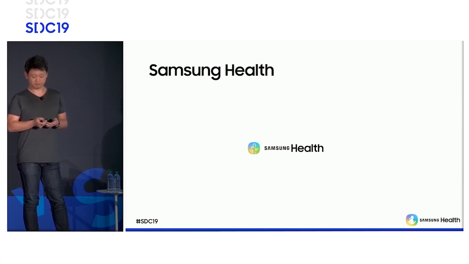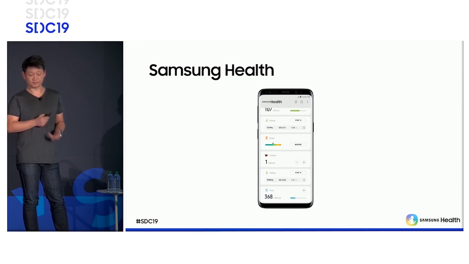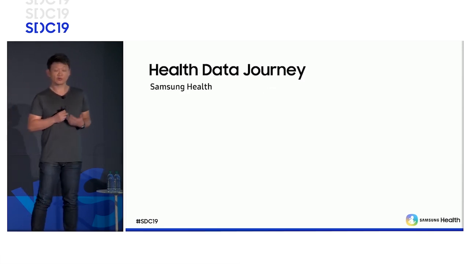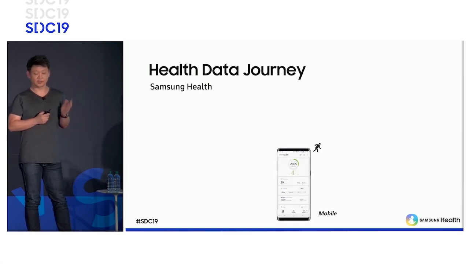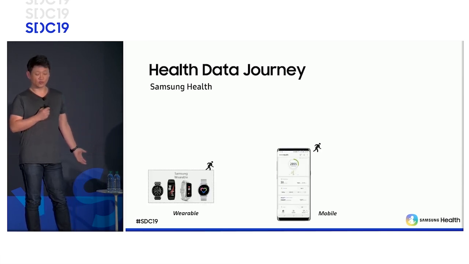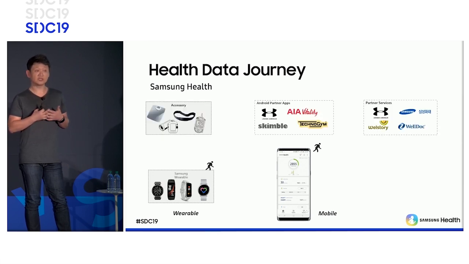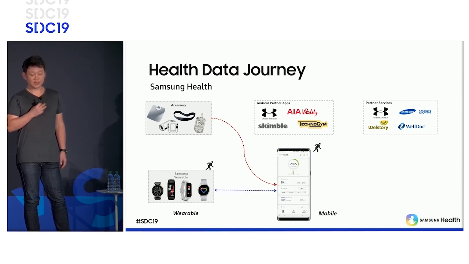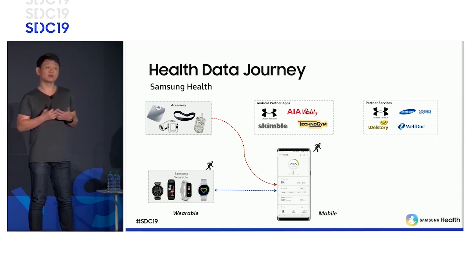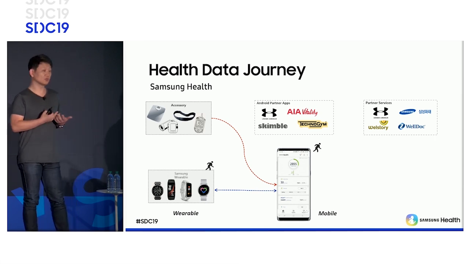Where does this data come from? I'm going to show you data sources. Samsung Health in mobile and wearable and health accessory and partners. These are our sources for Samsung Health. Samsung Health can take data from not only Samsung wearables, but also other third-party accessories like blood glucometer, weight scale, and chest belt.